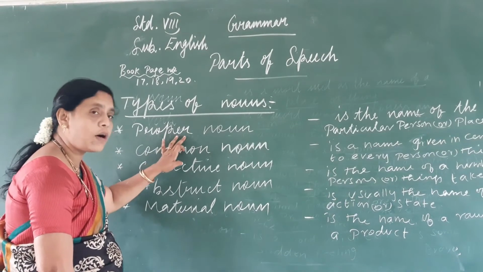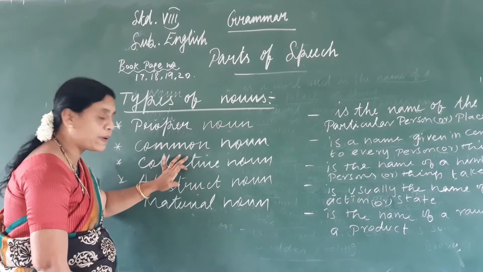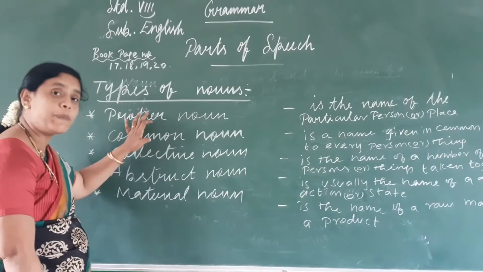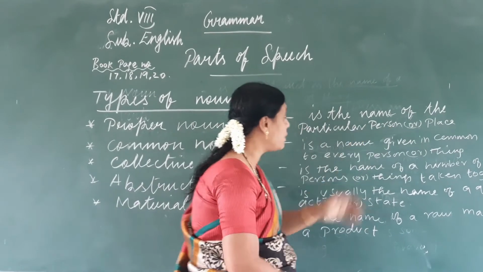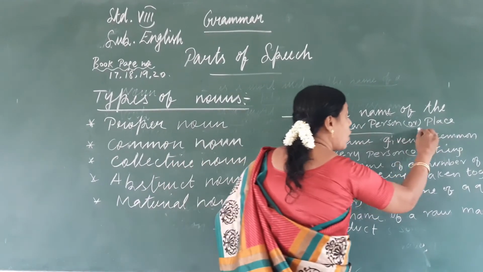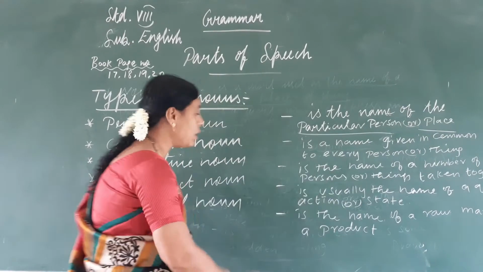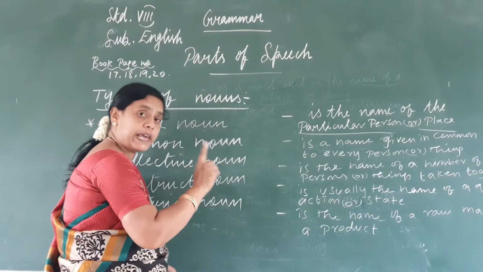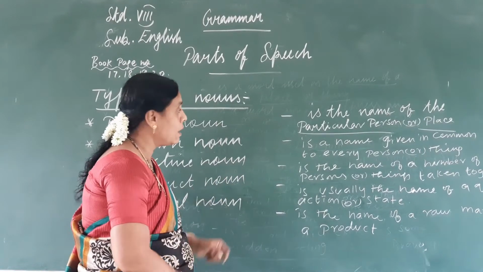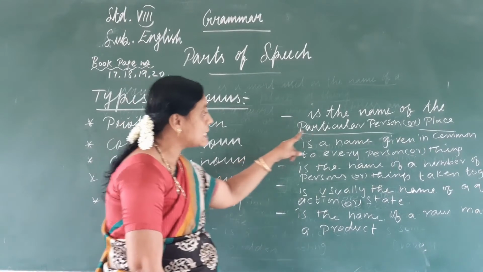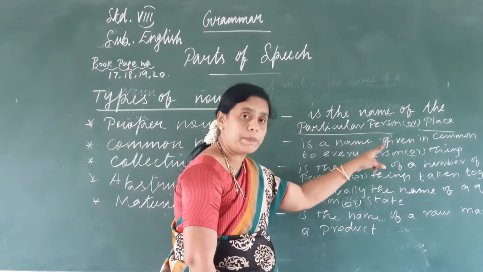So here, proper noun. What is the difference between proper noun and common noun? Proper means here is the name of the particular person or place. So this is called proper noun, because noun is the name of a person, place and thing. But here proper noun is a particular person or place.